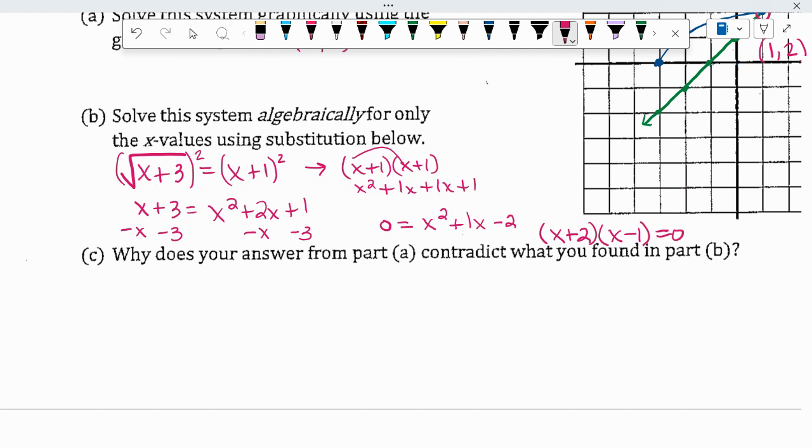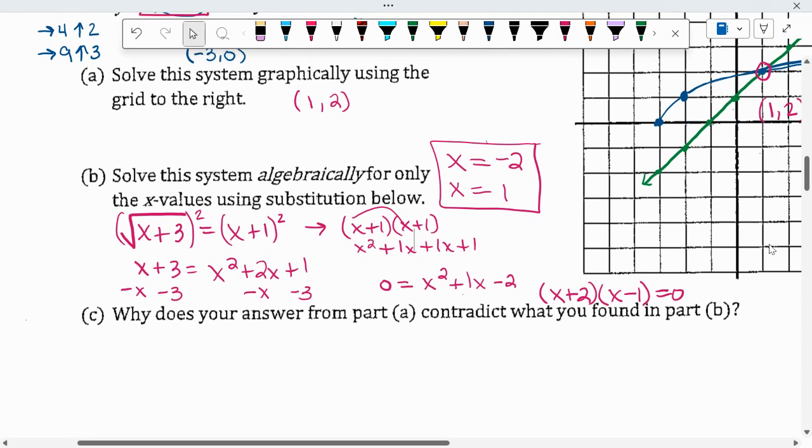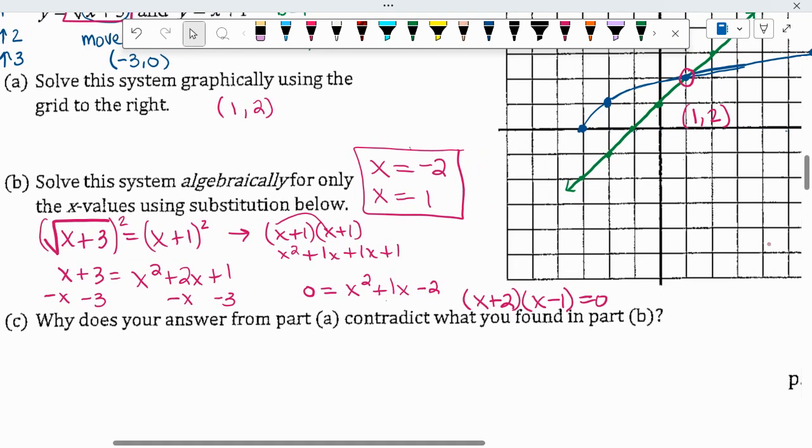Well, if x plus 2 equals 0, then x is negative 2. But if x minus 1 equals 0, then x is 1. These are both of my solutions. It says that x can be -2 or x can be 1. Well, we know that when x is 1, y is 2. You guys know that that one works because you can see it in our graph.